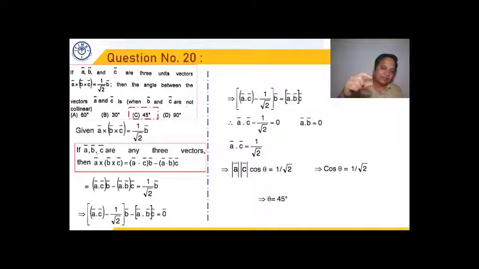And we are interested in finding the angle between A and C. So we stick to this part. A dot B is also 0. So A dot C is equal to 1 by root 2, and A and C are unit vectors. So modulus of A, modulus of C, cos theta is equal to 1 by root 2. So we get cos theta is equal to 1 by root 2, or theta as 45 degrees, which is given as choice C to us.